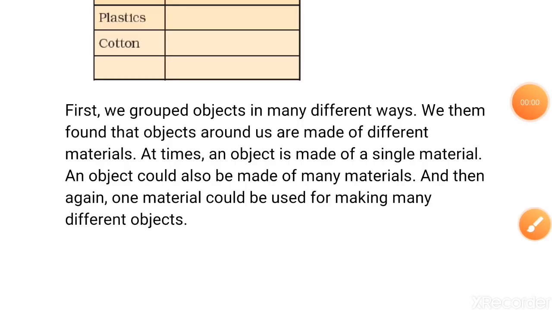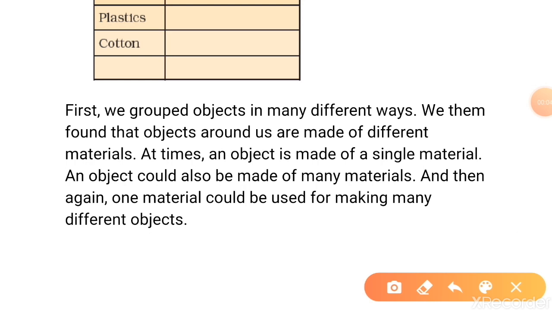What do we find from these tables? First, we grouped objects in many different ways. Then we found objects around us are made of different materials. At times, an object is made of a single material. An object could also be made of many materials. And then again, one material could be used for making many different objects.